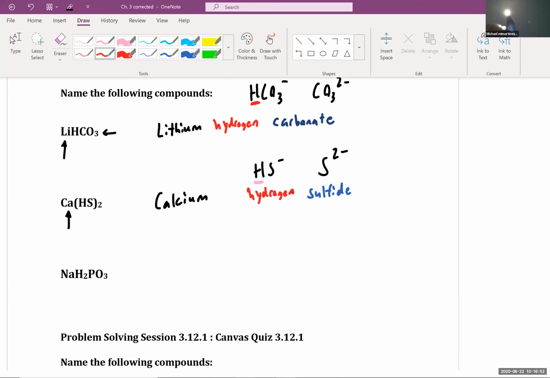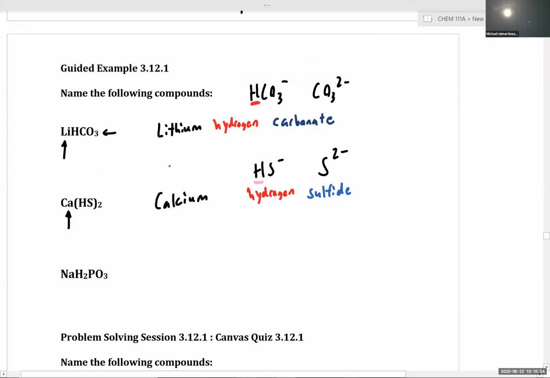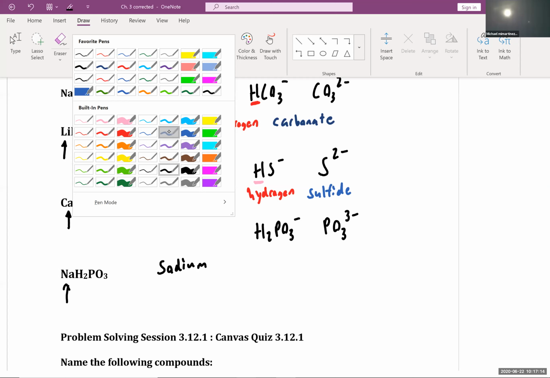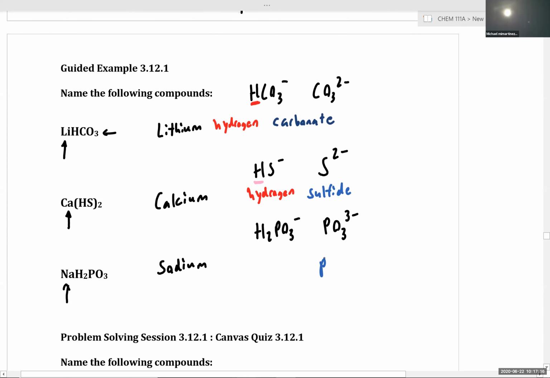Okay, let's do one more example. In this case, we name our cation, which is sodium. Looking at our anion, we have H2PO3-. Our base polyatomic ion is PO3 3-. We name our base polyatomic ion, which in this case is phosphate.